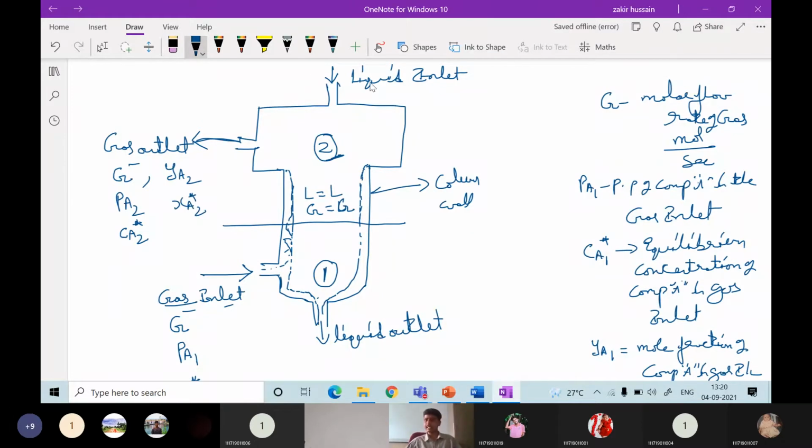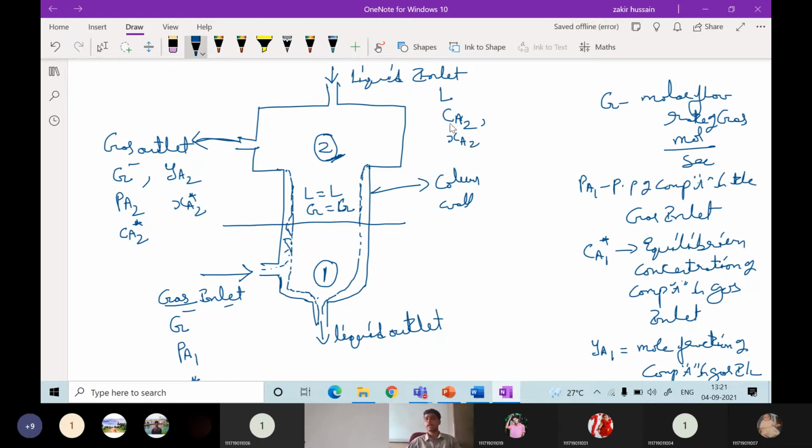Similarly, the liquid inlet flow rate is also L. The concentration of component A in the liquid inlet, since concentration measurement is very easy for liquids, is CA2, as this is the top variable. Then the mole fraction of component A in the liquid inlet is XA2.